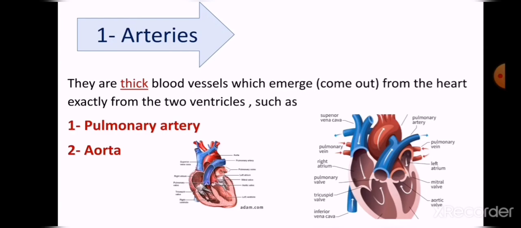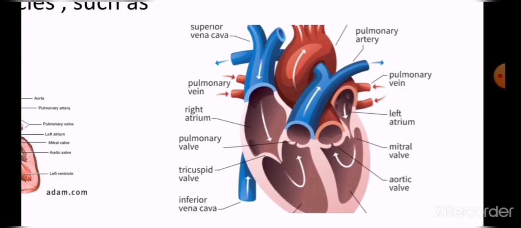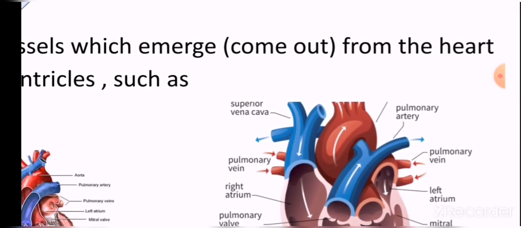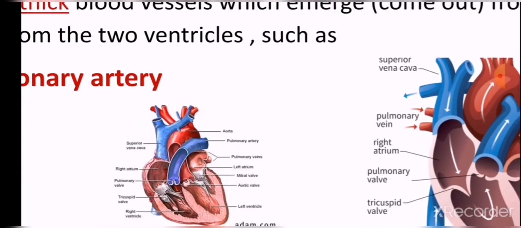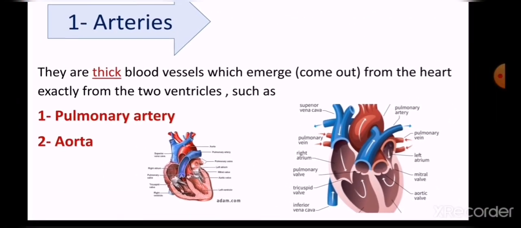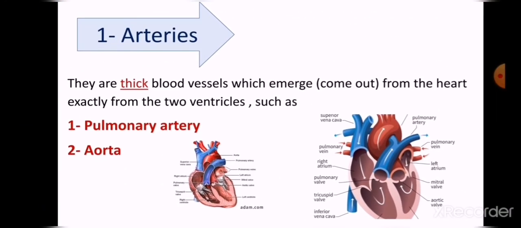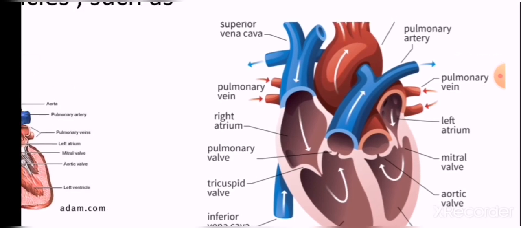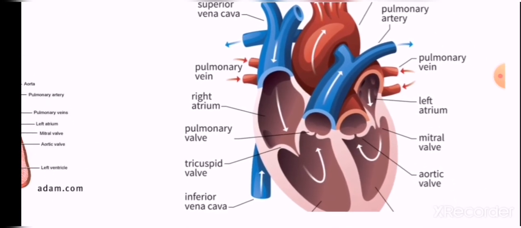Arteries are thick blood vessels. They are thick blood vessels which emerge, come out, or start from the heart. The arteries start from the heart, exactly from the 2 ventricles, like the blue one and the red one.